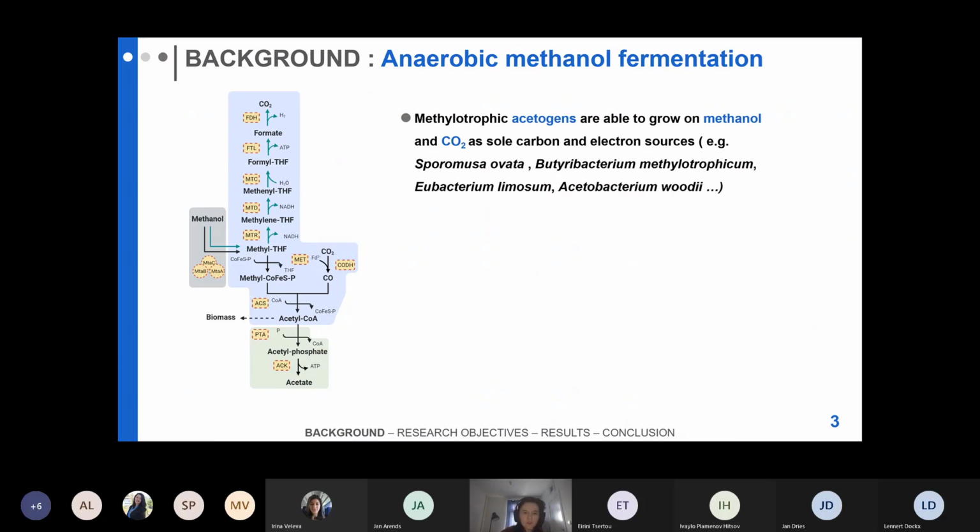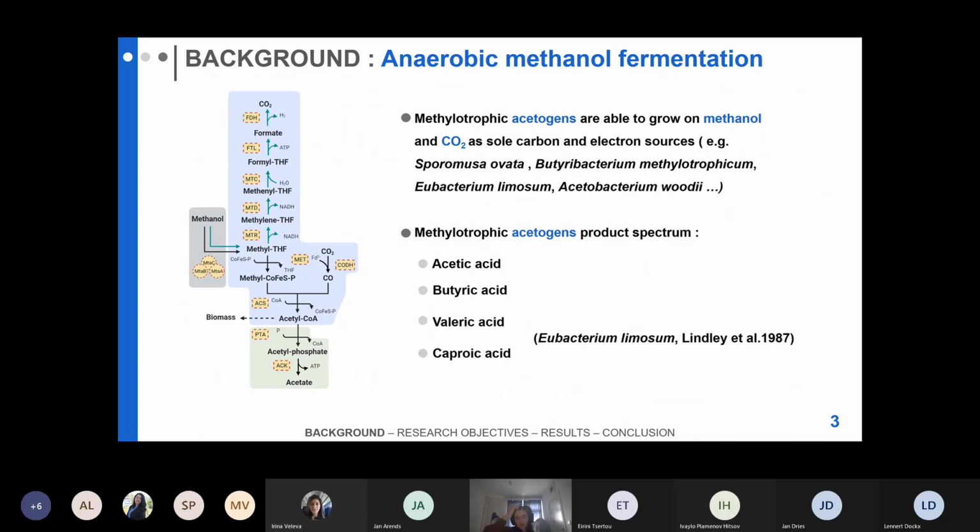But some of the acetogens are also able to grow on different electron donors and different electron acceptors, and some of them are able to grow on methanol, which is what I'm interested in. When we take a look at the product spectrum of those methylotrophic acetogens, usually they produce mainly acetic and butyric acid, but some of them were also able to produce longer chain carboxylic acids, valeric and caproic acid. But until recently, the product spectrum was always limited to straight chain carboxylic acids.